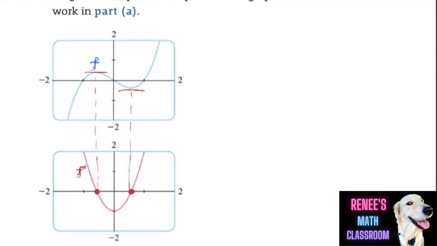Okay. Now, before this point, the slope is positive because the tangent line is rising from left to right. So f prime is positive. From here to here, the tangent line is falling from left to right. So f prime is negative. Over here, the tangent line is rising from left to right. So the slope is positive, so f prime is positive over here. Okay. So this graph serves as a check on our work in part A.